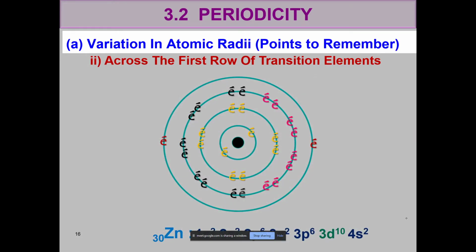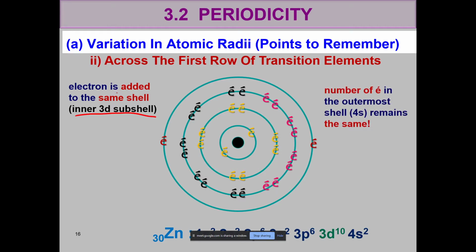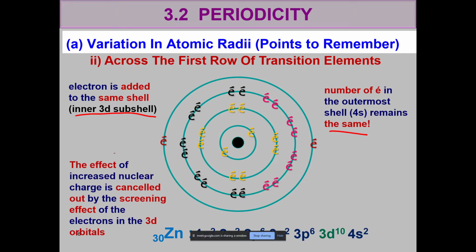Okay. So points to remember. Electrons are added in the same shell. So kita added into the 3D subshell. And then the number of atomos 4s remains the same lah. And lastly, this is the elaboration on why the Z effective and the atomic radii stay the same.